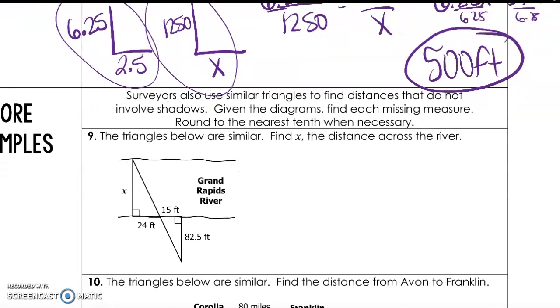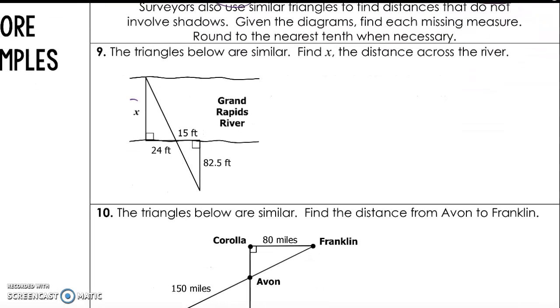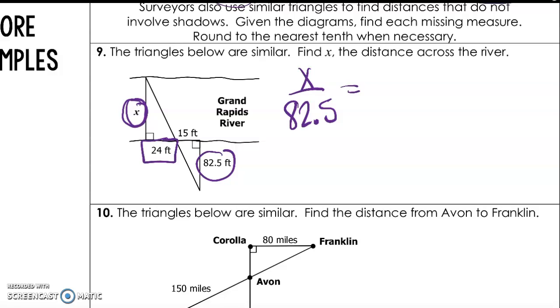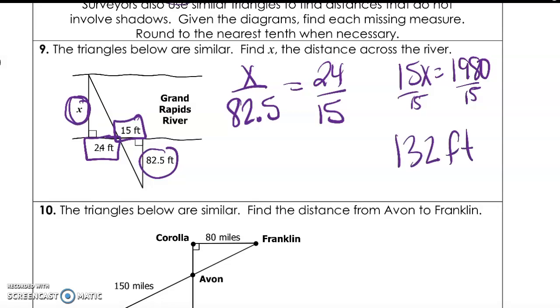These last two, instead of using shadows, we're just using pictures. So again, matching up the things that are in the same place. Here's the x, that's what we're trying to find, matches with the 82.5. So I'm going to put those in the first one. Since I used x, now I need to use 24, because 24 is in the same triangle as the x, and then over 15. So we cross multiply, 15x is equal to 1980, divide, and we get 132 feet.